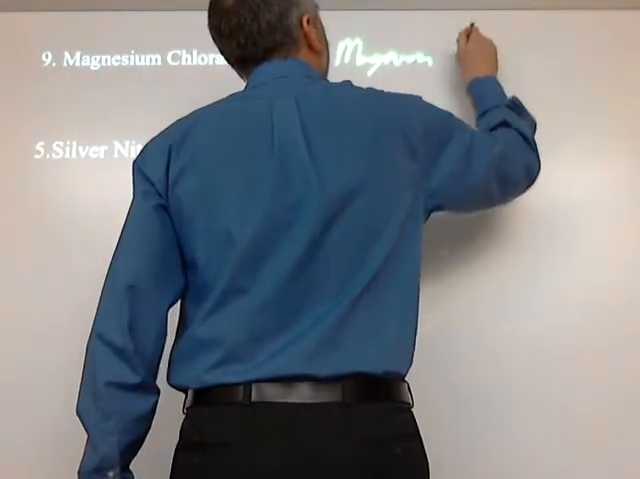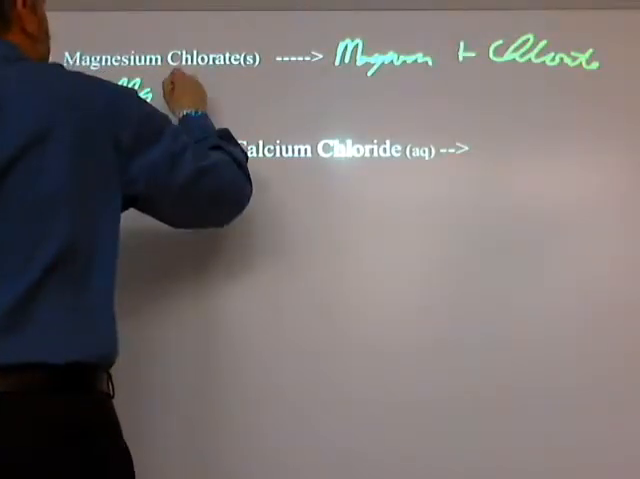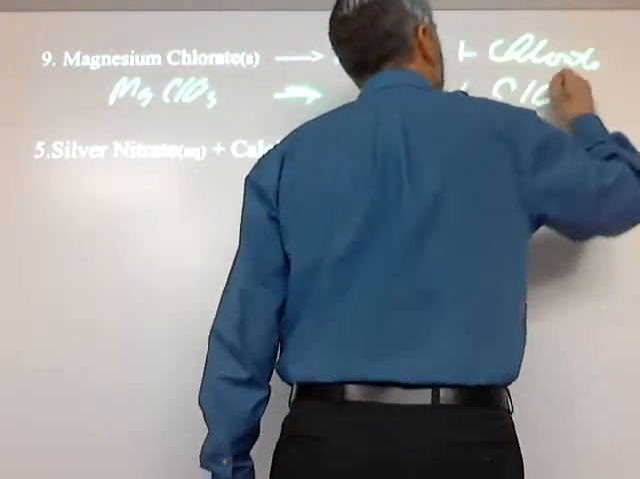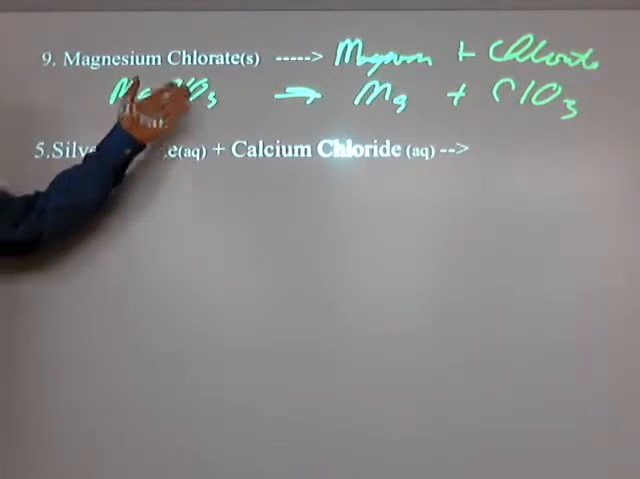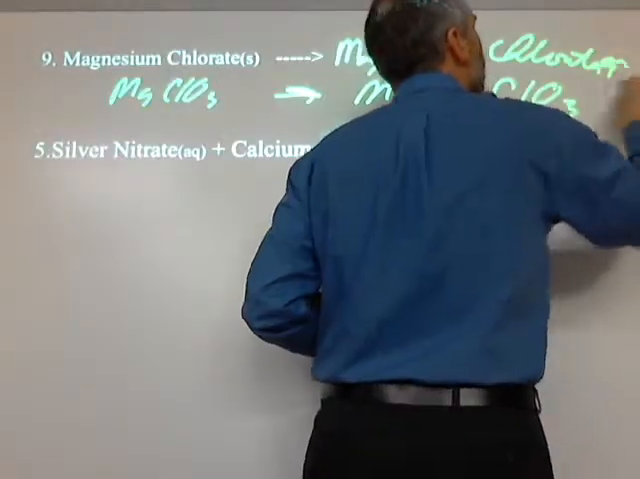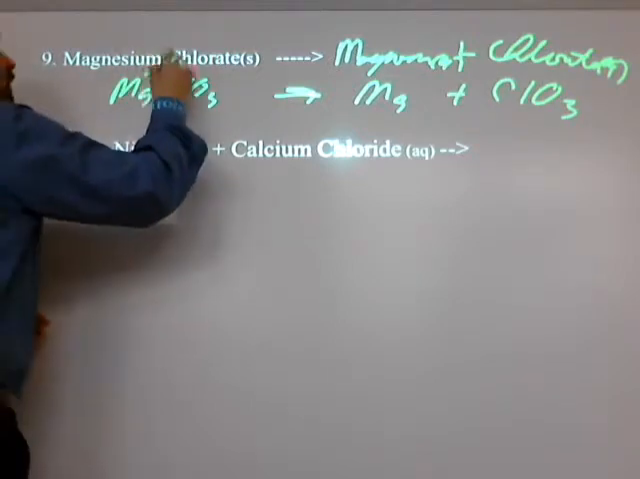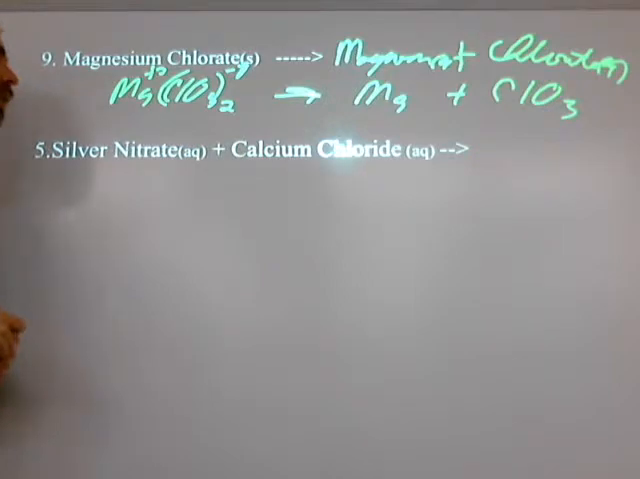Magnesium plus chlorate, MgClO3 yields Mg plus ClO3. Now that's a terrible answer. I haven't done anything that I asked you to do. I did not, in the first case, write down little AQs next to the words. That means they've dissolved in water. I did not bother to look up the charges of magnesium and chlorate and write them down, +2, -1, Mg(ClO3)2. You don't do that, can't get it right.